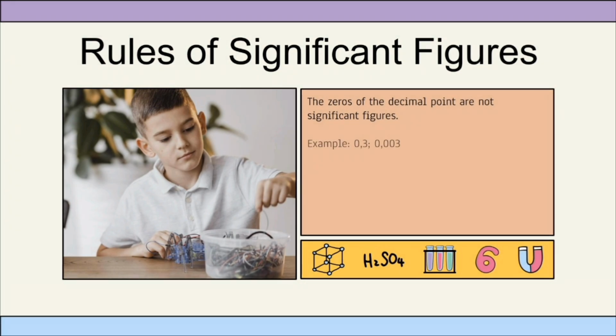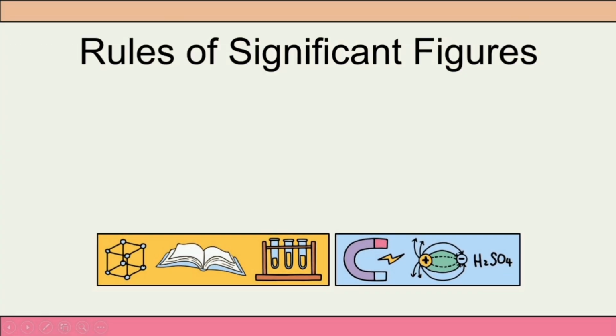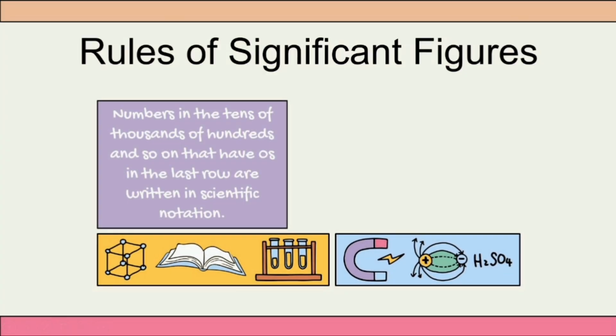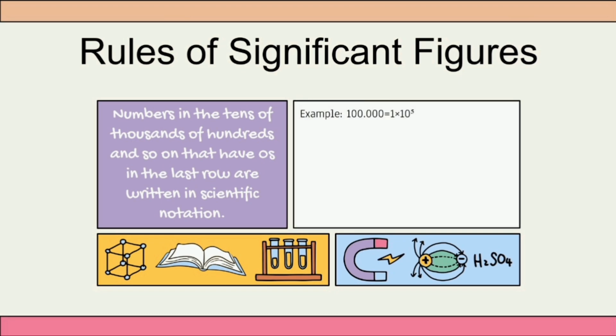The next rule: zeros before the first non-zero digit after the decimal point are not significant figures. For example, 0.3 and 0.003. The last rule: numbers in the tens of thousands, hundreds, and so on, that have zeros at the end, are written in scientific notation. For example, 100,000 is equal to 1 times 10 to the 5th power.